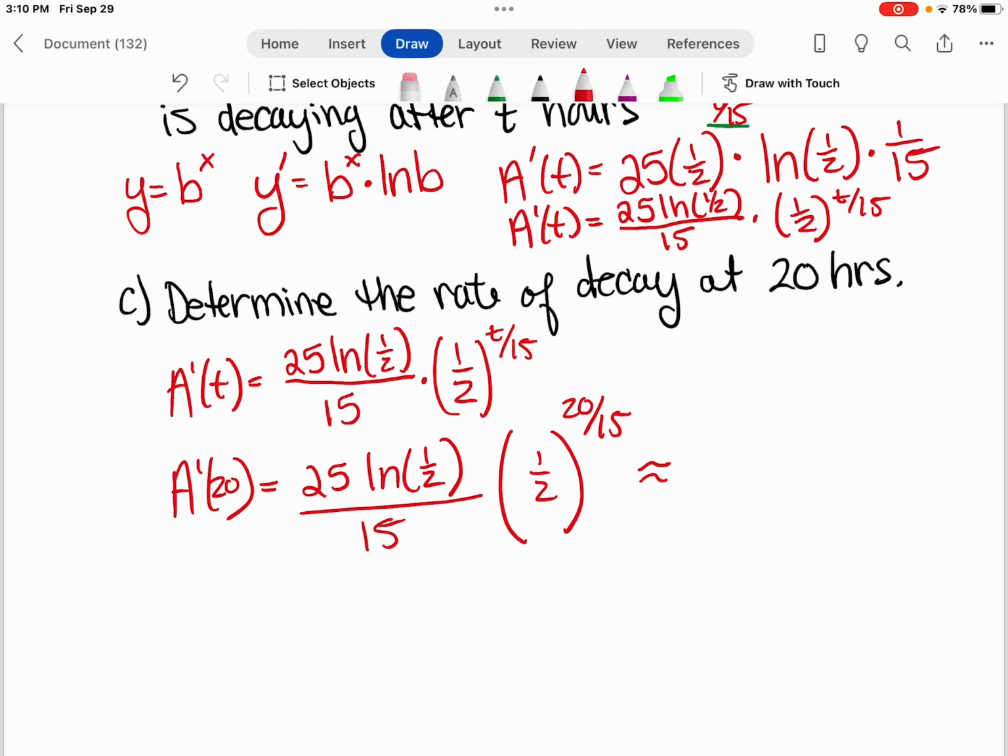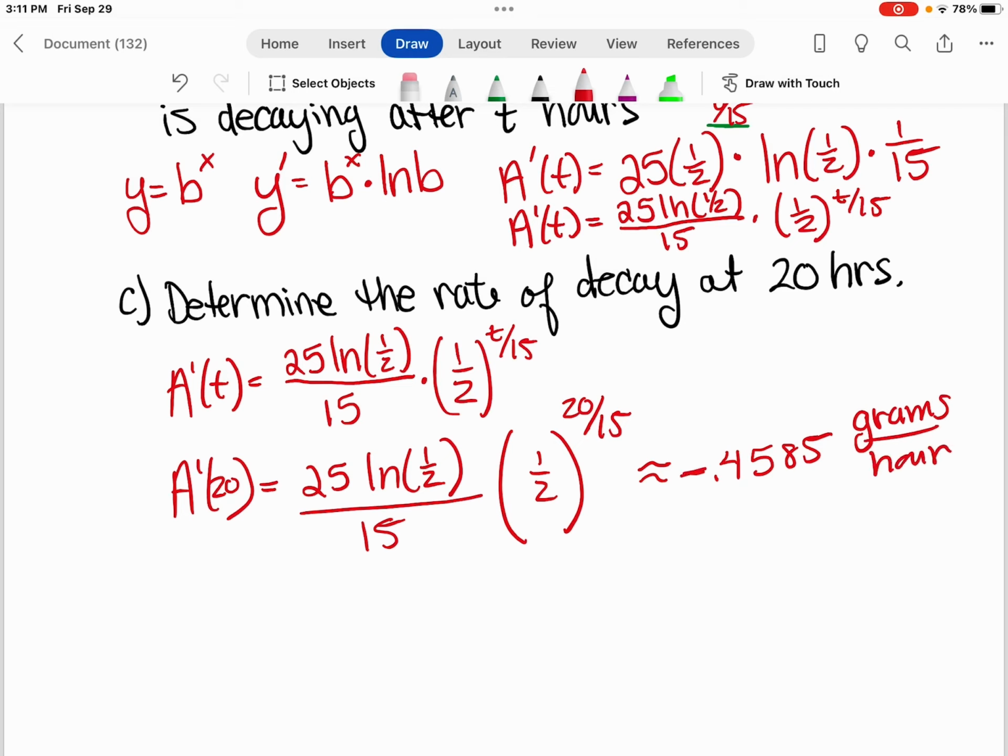The question says to round to 4 decimal places. So when I put this in the calculator and round to 4 places, I'm going to get approximately negative 0.4585. And because this is measured in grams and the time that has passed is in hours, we're going to write our rate as grams per hour.